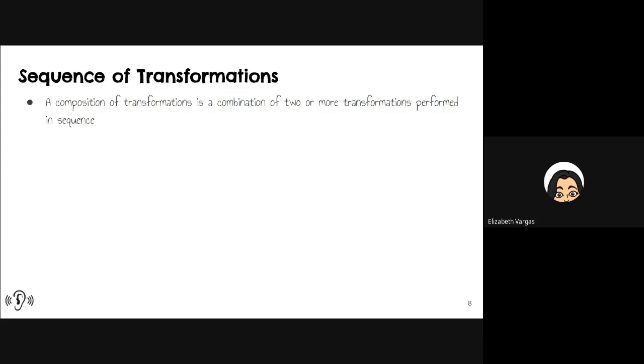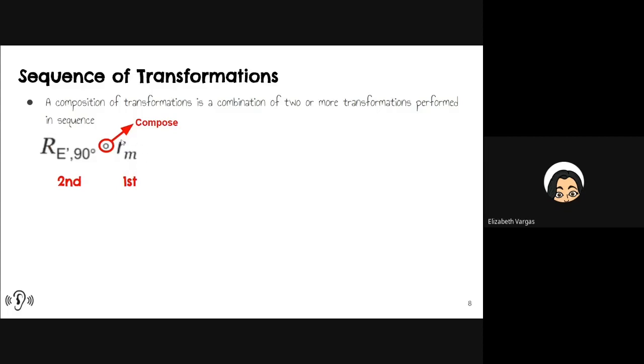transformations. A composition of transformations is a combination of two or more transformations performed in sequence. So what does this mean? Well, it may look like this. Here we have two different types of transformations taking place. And the way that we read these transformations is from right to left. What does that mean? Well, we start with the rightmost transformation first and then the leftmost transformation.